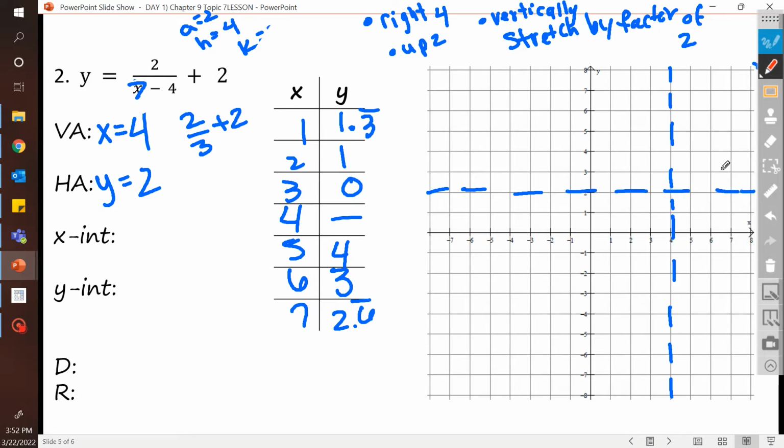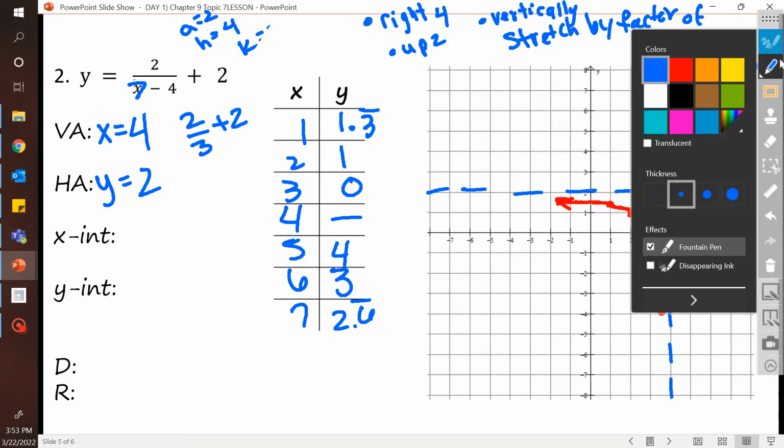I actually expect it to be over here and over here, like the rest of them. So 1 and 1.3, which is like right here. 2 and 1, 3 and 0. Okay, so that looks correct. And then on the other side, 5 and 4, 6 and 3, and 7 and 2.6, and that also looks correct.